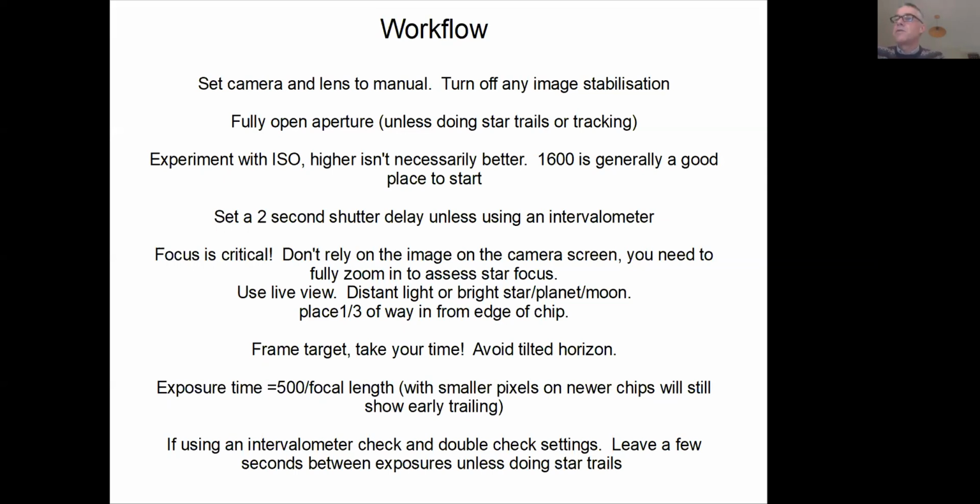Unless I'm doing star trails or tracking and taking longer exposures, I'll fully open the aperture. You need as much light getting in as you can. I experimented with ISO. On the Canon 6D, I found that 1600 is a nice compromise to give me some headroom for processing.